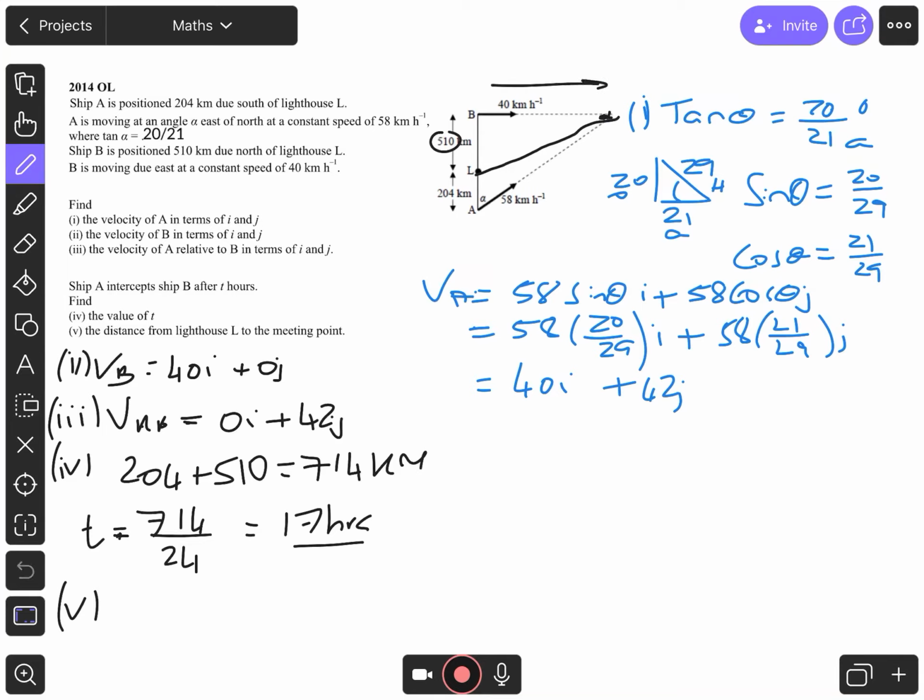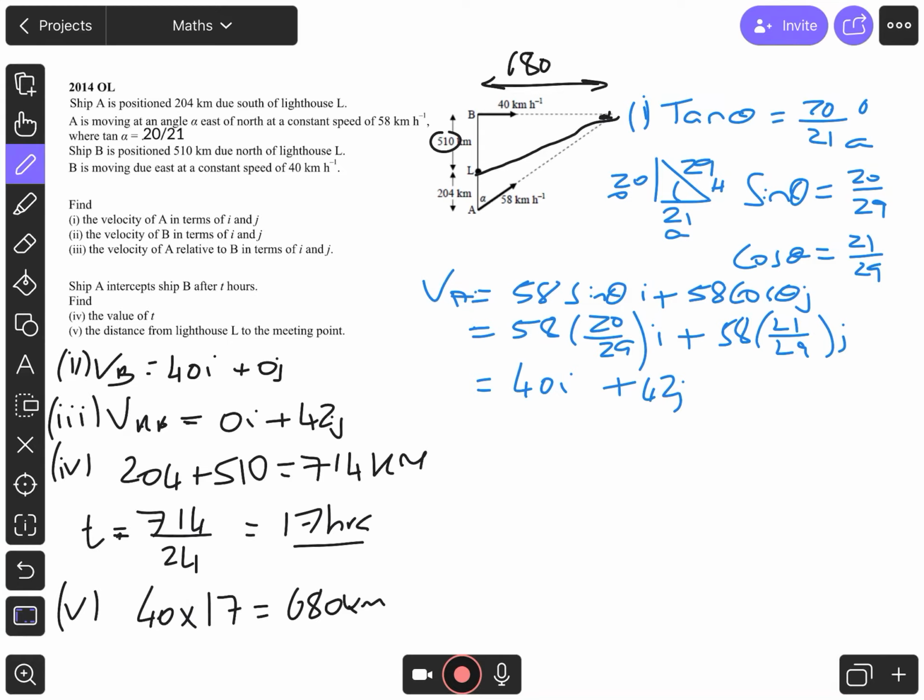And then to find this length here, all we have to do is say, well, they're going 40 kilometers for 17 hours. So they'll end up going 680 kilometers altogether. So my 680 goes up here.